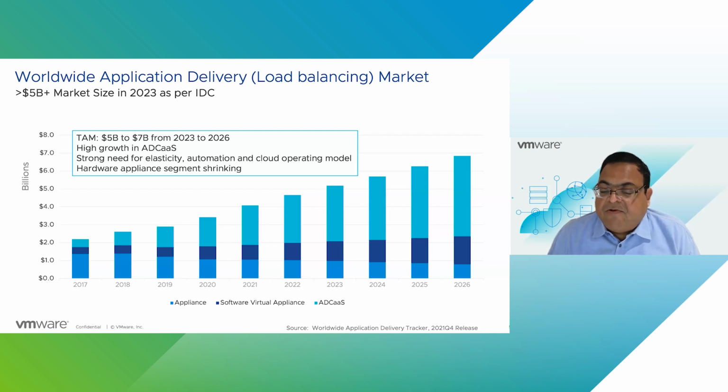Second part which I want to look at is ADC as a service, the light teal color, the biggest segment here. The hardware-based load balancer market is shrinking or not growing fast enough. Customers are really looking for a software-based load balancer. They are looking for load balancer as a service. Of course, Gartner and others call it application delivery controller service, the light teal color.